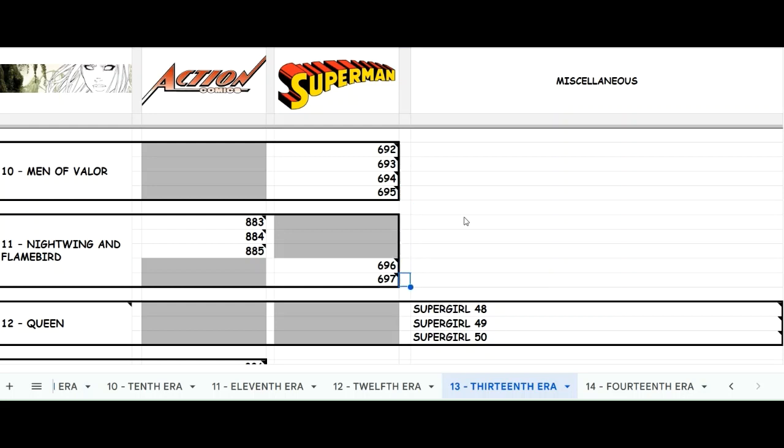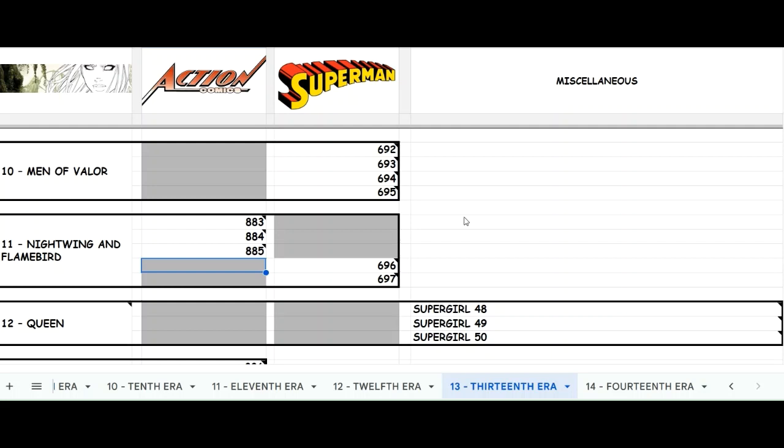because we need to cover the next arc, which is Nightwing and Flamebird. This involves reading 3 issues of Action Comics and then 2 issues of Superman. So the Action Comics issues are 883, 884, and 885. They're all branded World Against Superman. They all contain Captain Atom backup issues, and the triangle numbering for them is triangle 15, 19, and 23 respectively.